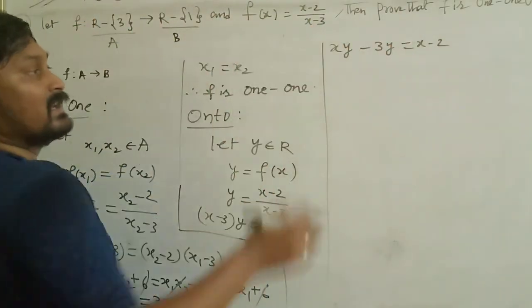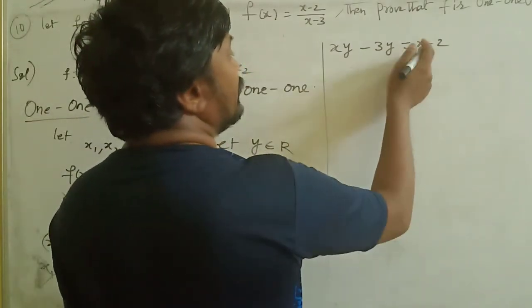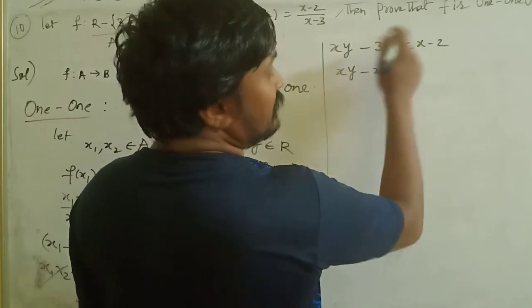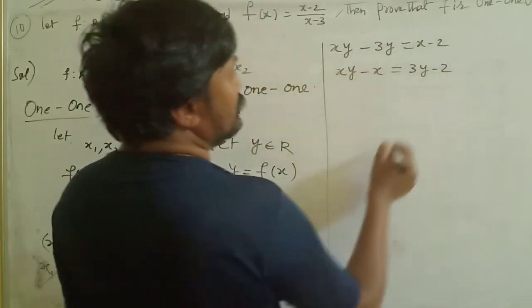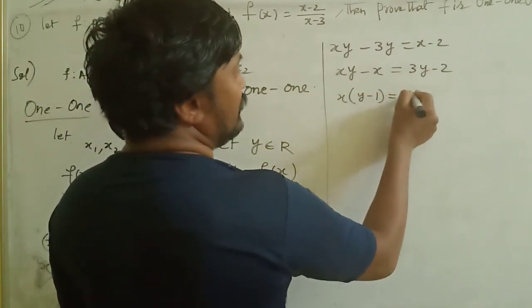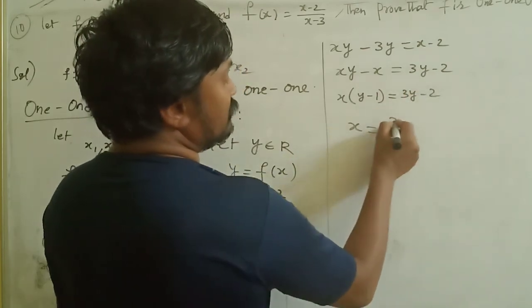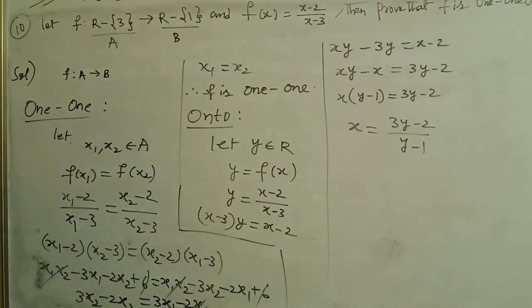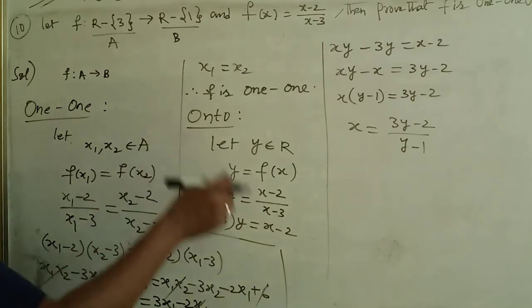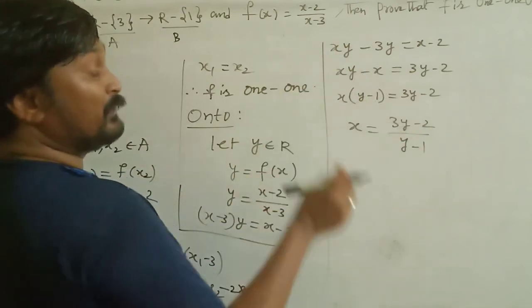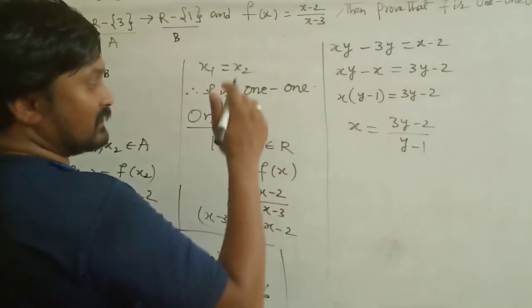x terms on one side, y terms on the other side. So what is the possibility to get this x on this side? xy minus x is equal to minus 3y, going to that side as plus 3y, 3y minus 2. Now x common in both: x(y - 1) is equal to 3y - 2. x is equal to (3y - 2)/(y - 1), and it belongs to R. So from this you understand the x value is found, and this x value substituted in f(x), if you get y, then this answer is correct.